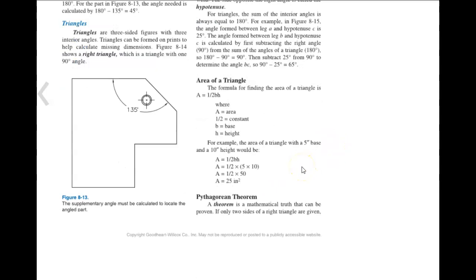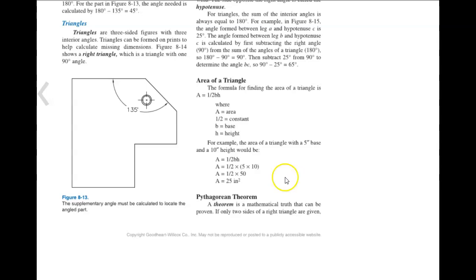Area of a triangle. The formula for finding the area of a triangle is area equals half base times height, where A equals area, half equals constant, B equals base, and H equals height. For example, the area of a triangle with a 5-inch base and a 10-inch height would be area equals 1/2 BH. Area equals 1/2 times 5 times 10, so area equals 25 inches squared.